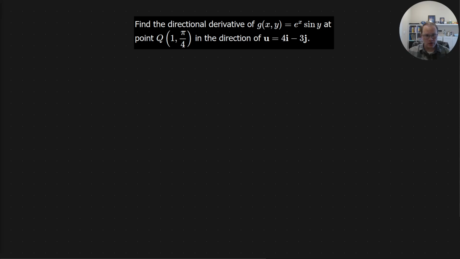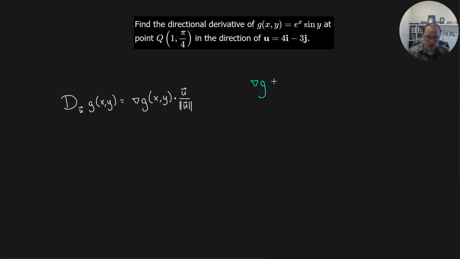Here, we want to find the directional derivative of function g at a particular point, q equals 1 comma pi over 4, in the direction of vector u. How much is function g changing in the direction of vector u? Okay, so we know the directional derivative of function g in the direction of vector u is going to be the gradient of function g dotted with a unit vector pointing in the direction of u. We need to normalize vector u. So we just do the calculation.